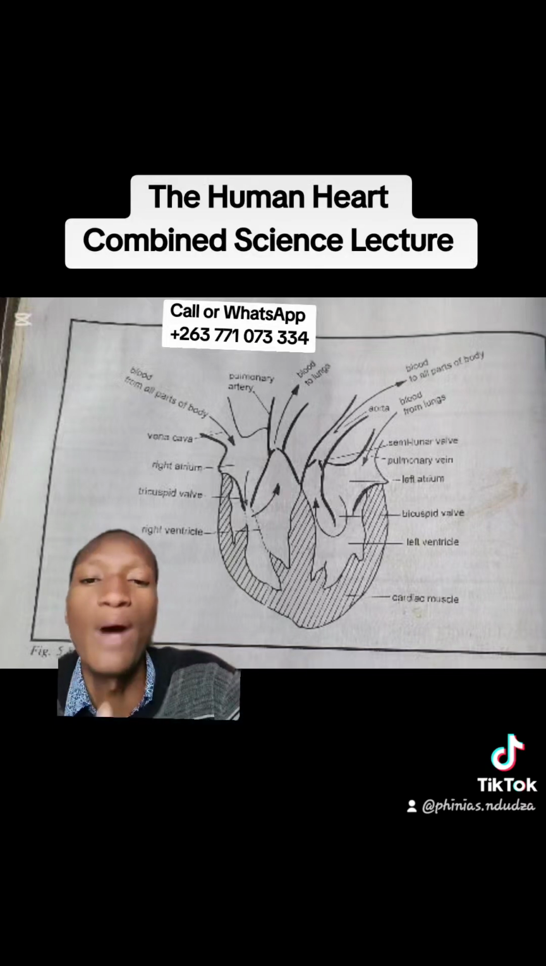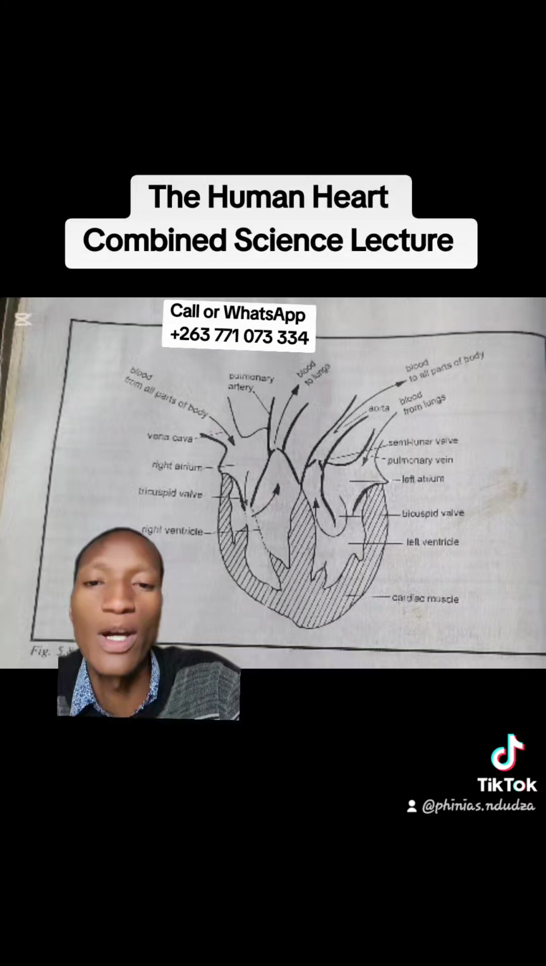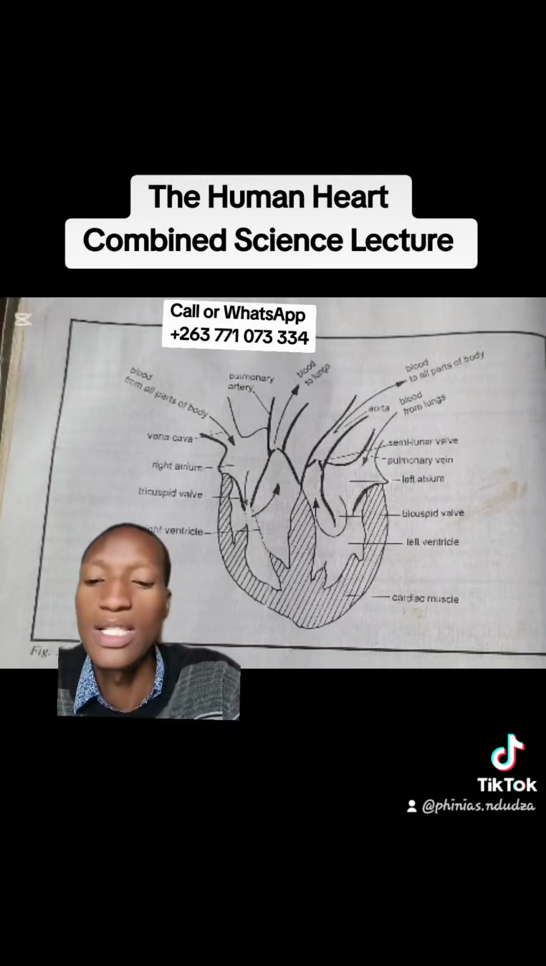Why? Because it pumps blood to the lungs and also pumps blood from the lungs to the heart, and from the heart to the body, and from the body to the heart again. So that's why it is called the double circulatory system.